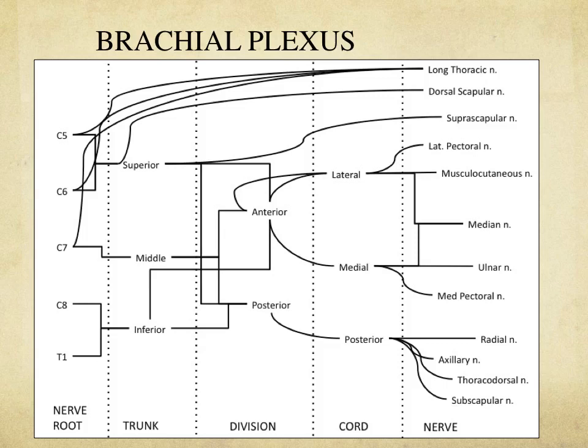From the posterior cord, we're going to get the radial nerve, as well as the axillary nerve, the thoracodorsal, and the subscapular nerve. Now, there are a couple of nerves involved with the control of the upper extremity that don't necessarily come through the plexus, but are involved with the nerve roots that join the plexus. This includes the long thoracic, the dorsal scapular, and the suprascapular nerves.